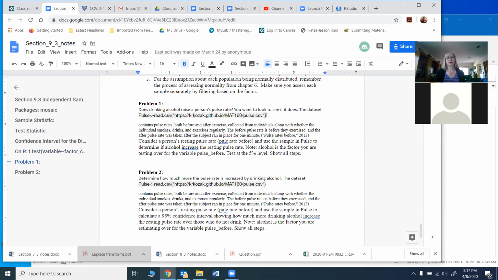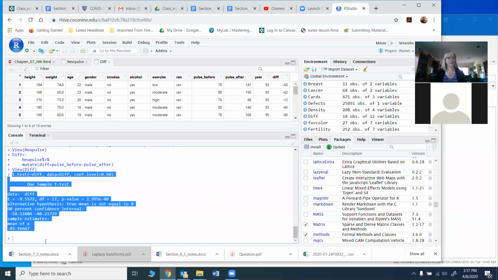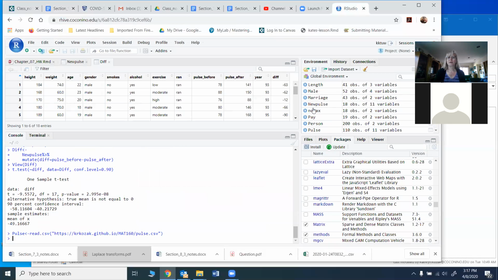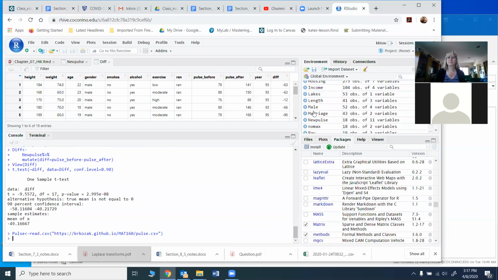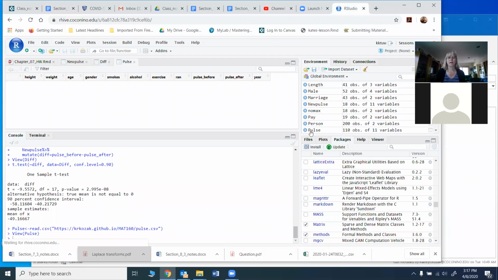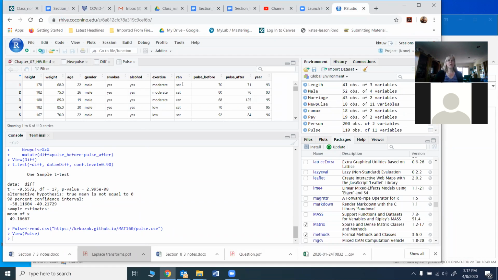All right. So again, even though I've already read it in, I'm going to read it in again, just in case you needed to do that. You copy that, go into your RStudio, paste it in. And we are using the pulse rate one. So I go look over here at pulse rate. Where's pulse? There it is. So now we've got, again, all these variables we're looking at.